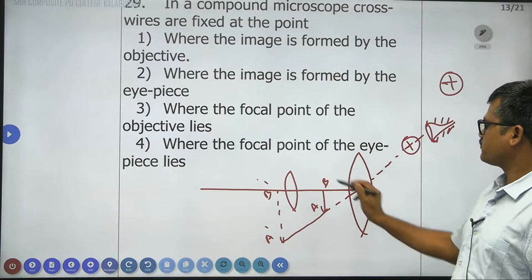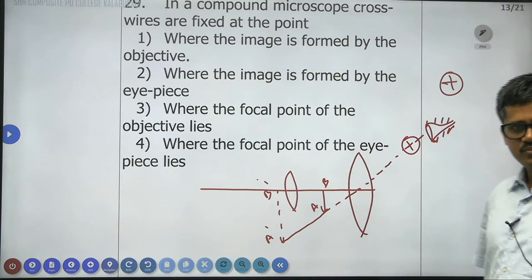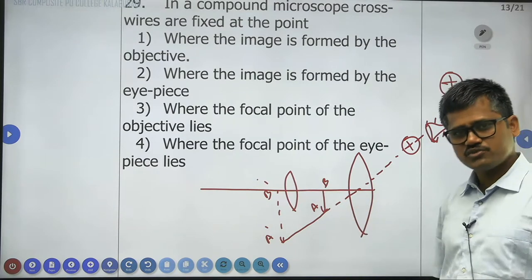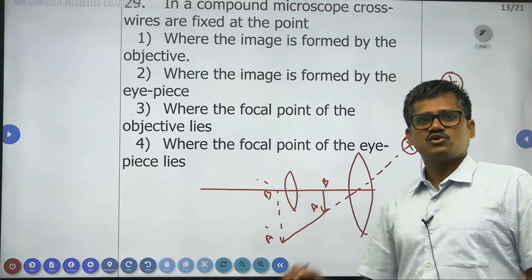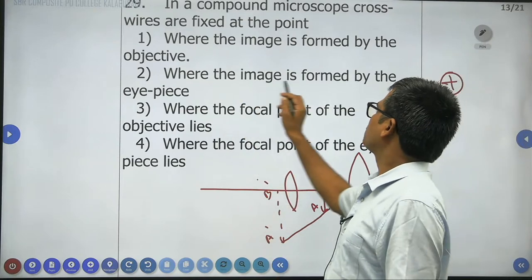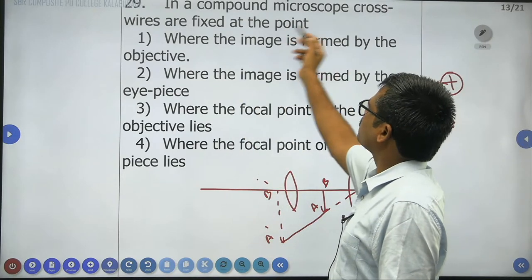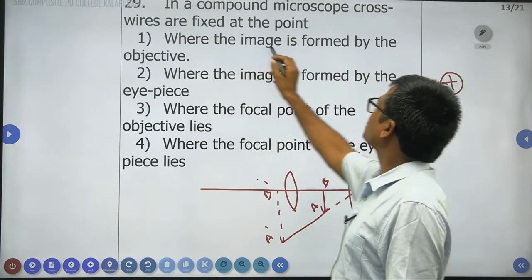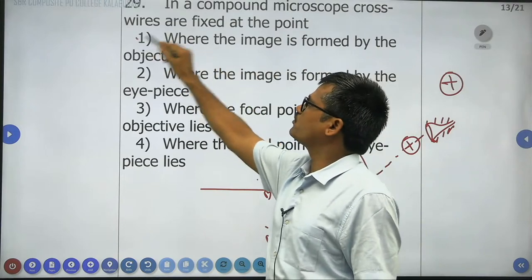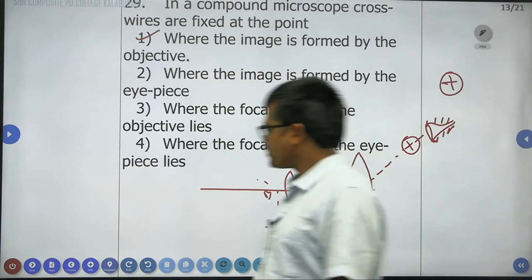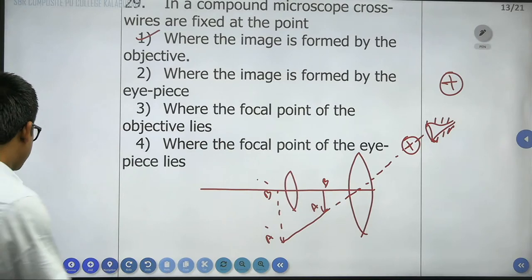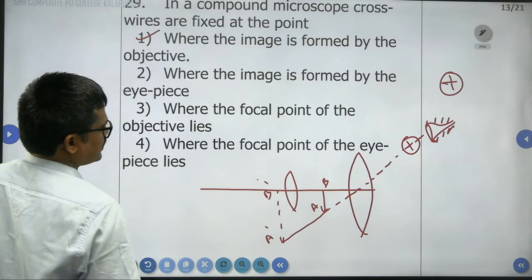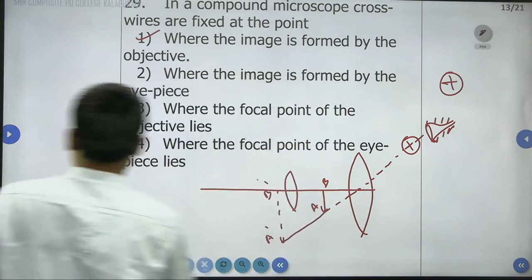So what we can say is that the crosswire of the compound microscope we will fix towards the image formed by the objective. Then automatically we sense the total final image. So where will we focus the crosswire? Where the image is formed by the objective. I'll go with this, right or not? Image formed by the objective, done. Let me move on to the next one. Okay, now I'll have one more now. Let me take it.